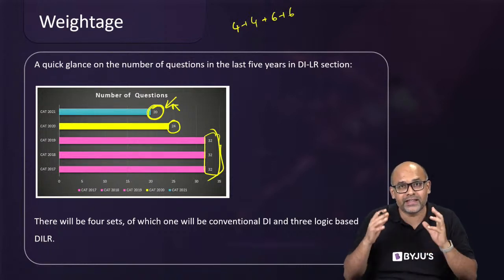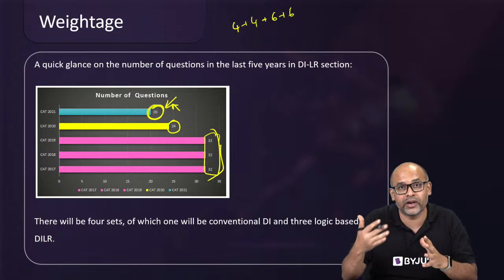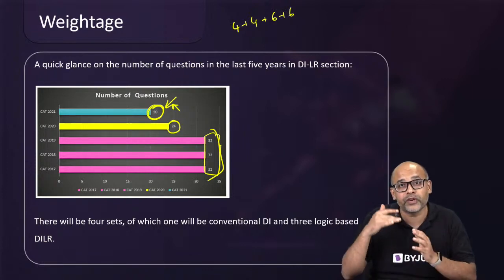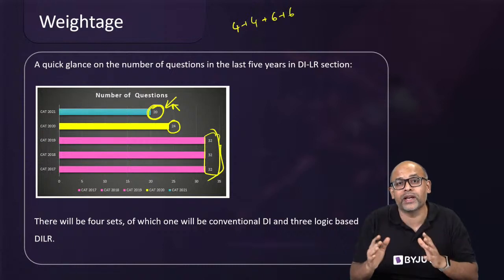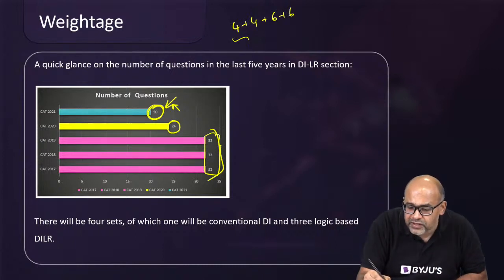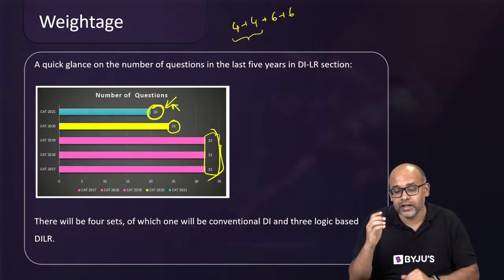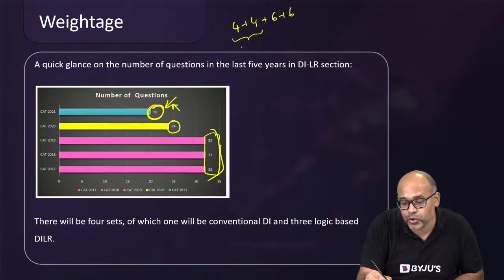Now, a few things you need to keep in mind about the DILR. Usually, when I give you advice, it is based on an observation. So if it is not happening in the mock, you should immediately change this. So what is my advice here? What we observe is that normally the 4-question sets are doable.